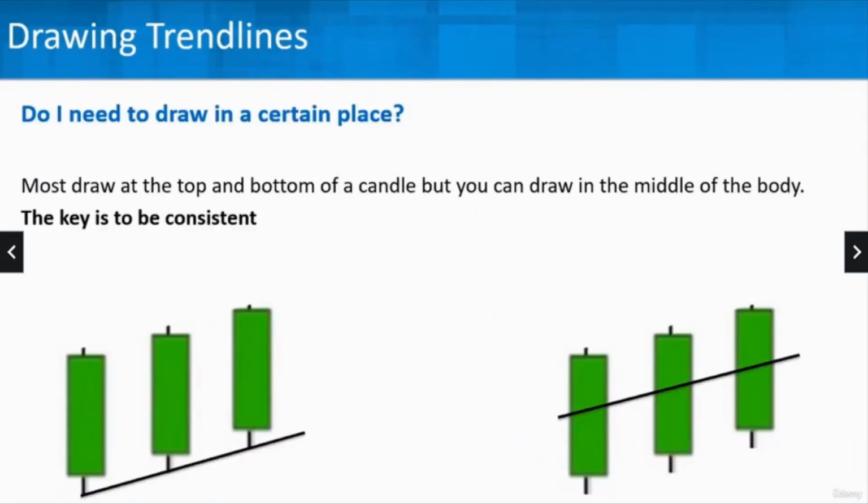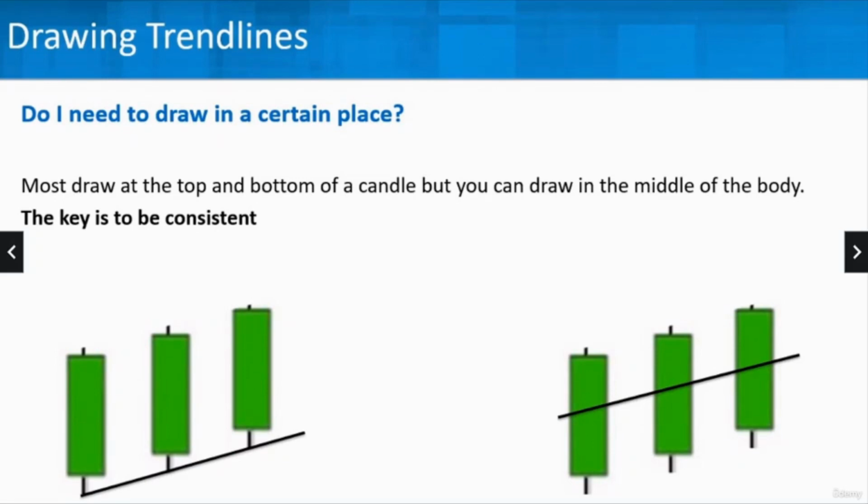One question is, do I need to draw in a certain place? And yes and no on that. It depends. Most people will draw at the top and bottom of a candle, but you can draw in the middle of the body as well. The whole key is to be consistent. So if you're drawing at the tops and bottoms, don't halfway through start drawing in the middle. That's not going to be consistent, and that won't be accurate for you.